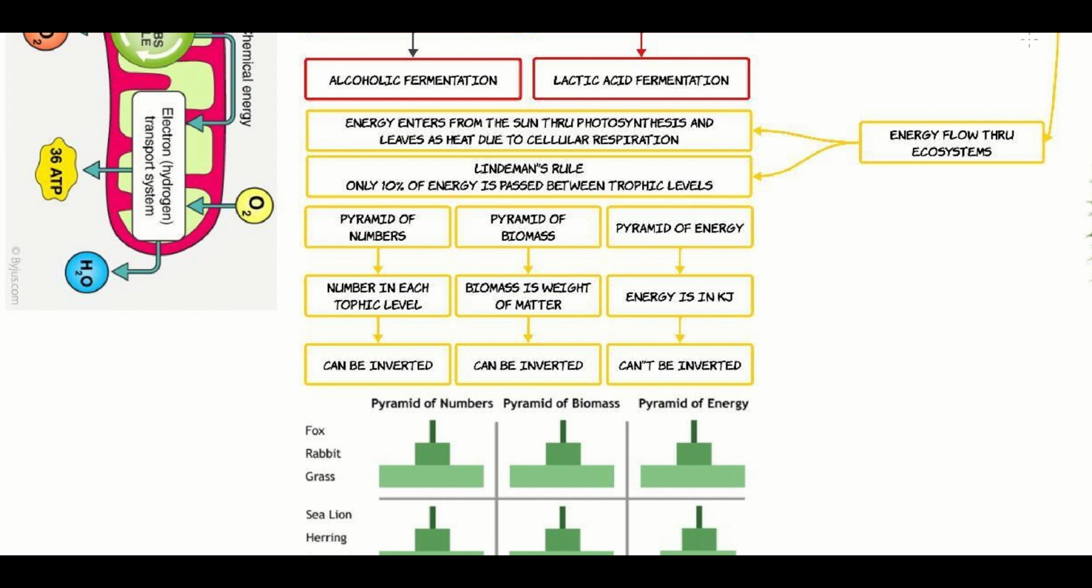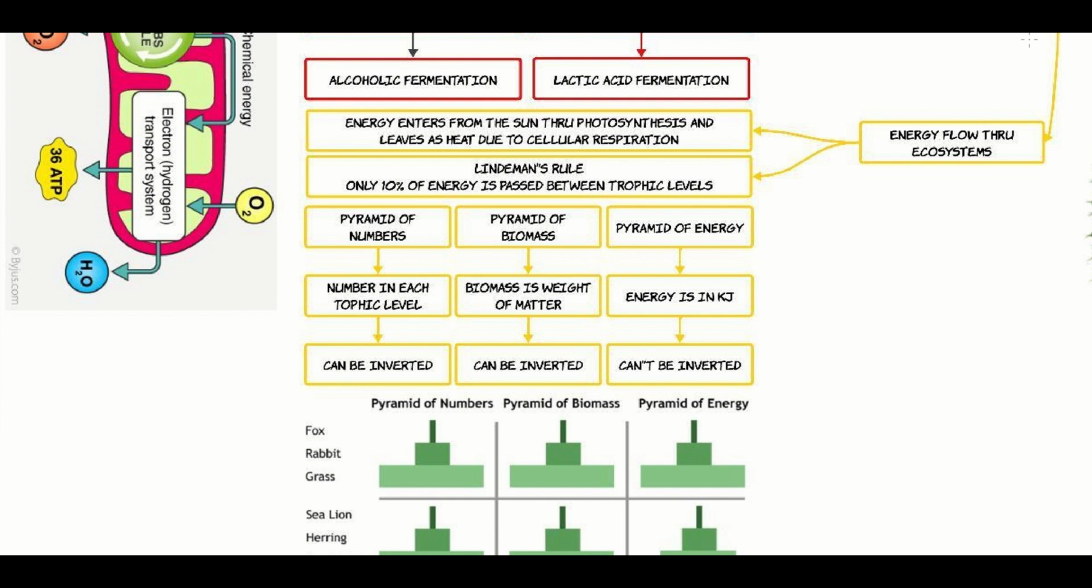There are 3 ways we can represent a food chain: the pyramid of numbers, the pyramid of biomass, and the pyramid of energy. The pyramid of numbers looks at the number of organisms in each trophic level. This can be a normal pyramid, or it could be inverted if there's one large producer. Next is the pyramid of biomass. Biomass is the weight of organic matter. And again, this can be inverted if there is the rapid turnover of the producer.